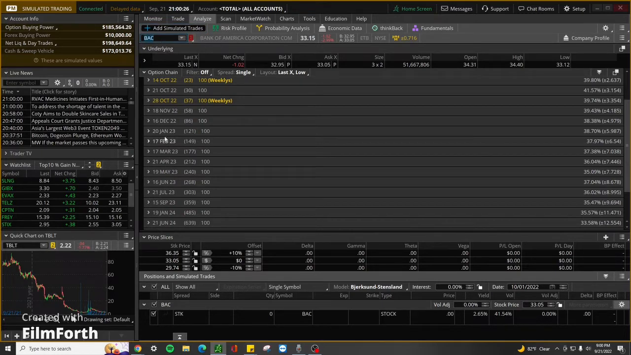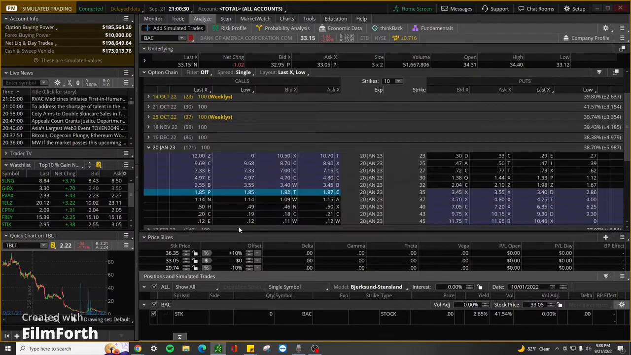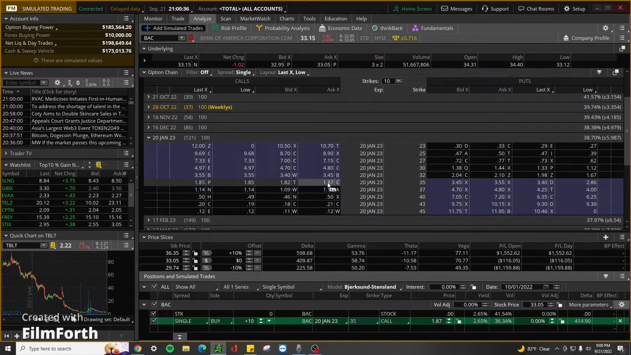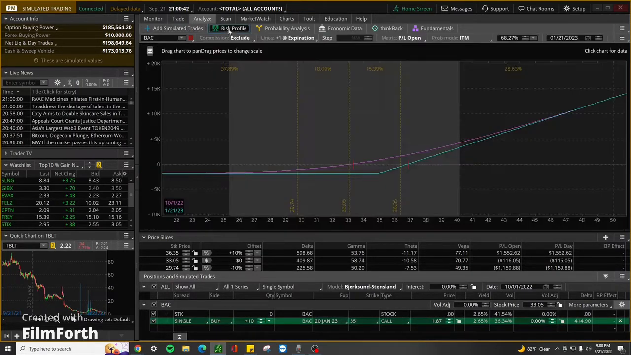You go down to the option chain. We're going to click on the January 20th, 2023 option chain, and we'll go ahead and just stick with the $35 strike. Click on that. It basically adds our strategy under the positions and simulated trades subsection. We click on the risk profile and it takes you to this visual representation of your strategy, looking at how certain parameters of the analysis tool would affect your particular strategy.